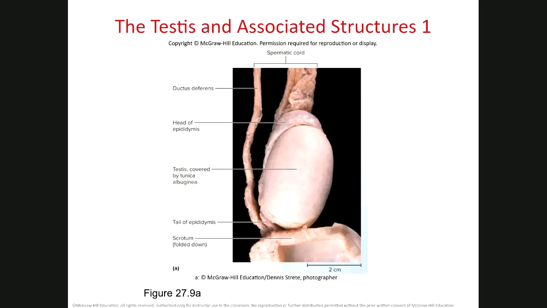Outside, the scrotum looks like this. If taken out, you will reveal the testis with the albuginea covering it, and you also see the head of the epididymis here.